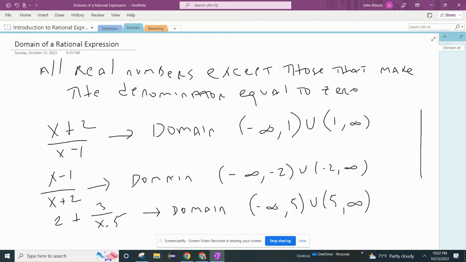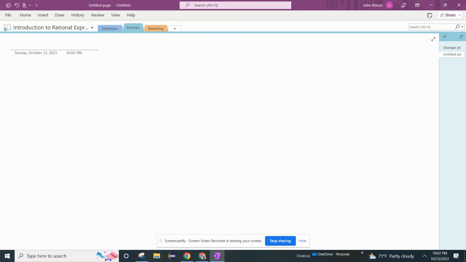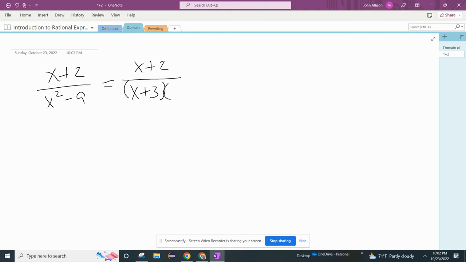Let's see. We might have to add another page here. Another example may be where we have a higher degree polynomial in the denominator and we have to use our essential life skill of factoring. So let's say we have x plus 2 over x squared minus 9. In this case, we're going to rewrite this a little bit. We're going to factor everything we can factor. We don't cancel anything out if we're going to find the domain. We just factor. X squared minus 9, you should know, factors to x plus 3 times x minus 3.